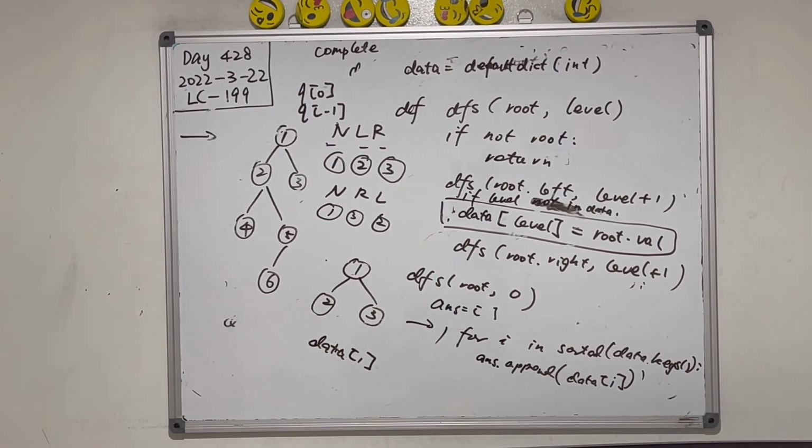Yeah, the time complexity is also O(n), if n is the number of nodes in the binary tree. Okay, and we're using additional space, which is the queue or stack.